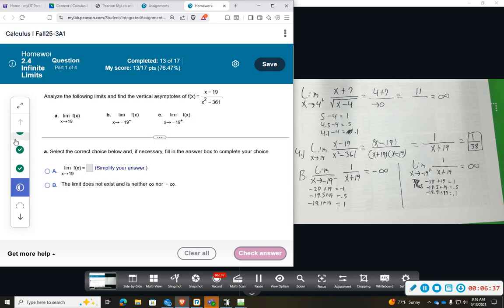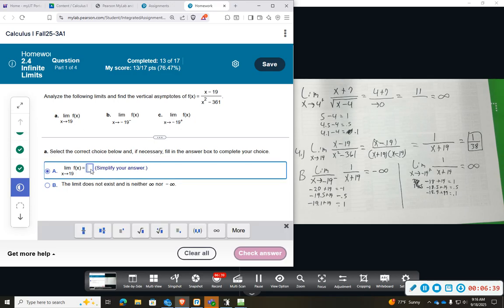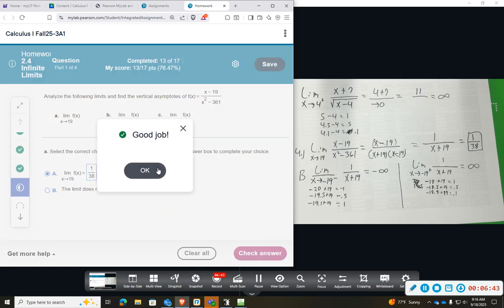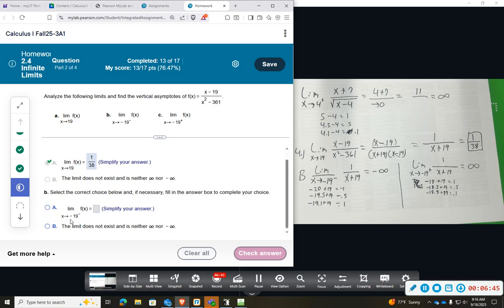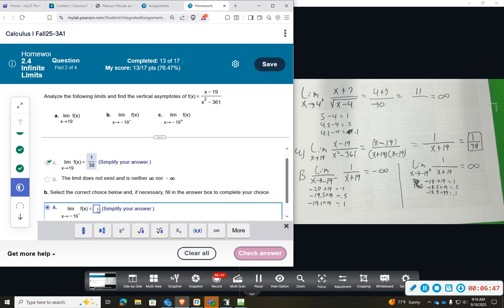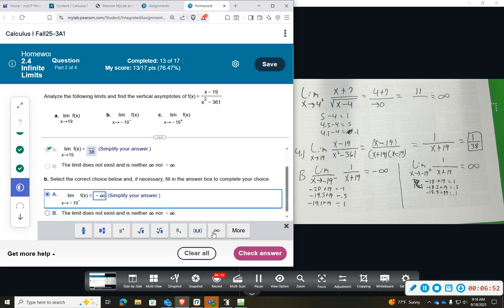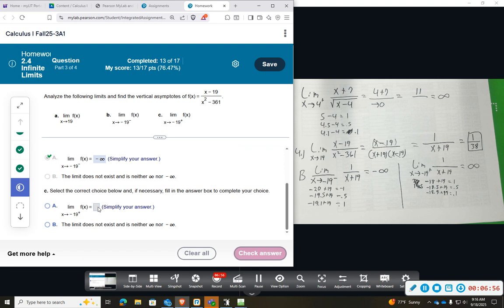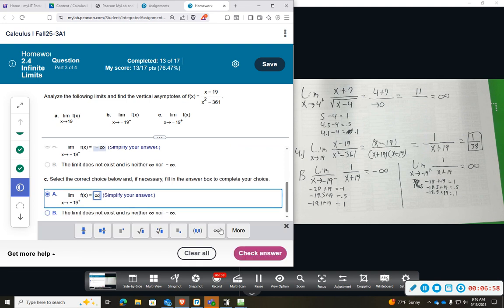So as we go to positive 19, we get a limit of 1 over 38. As we go to negative 19 from the left, we were going to negative infinity. And as we go to negative 19 from the right, we approach positive infinity.